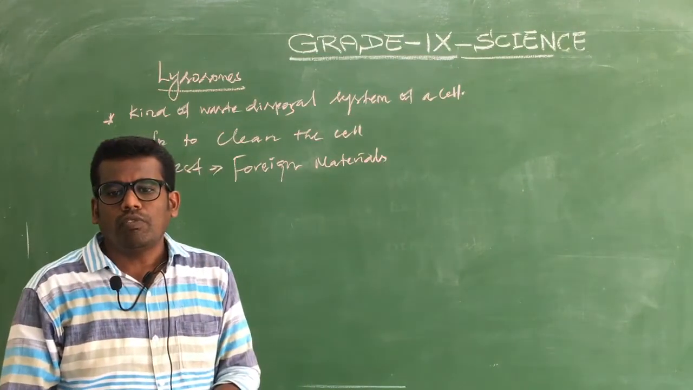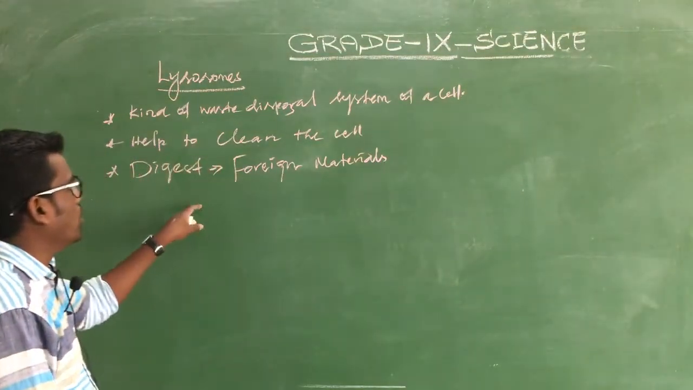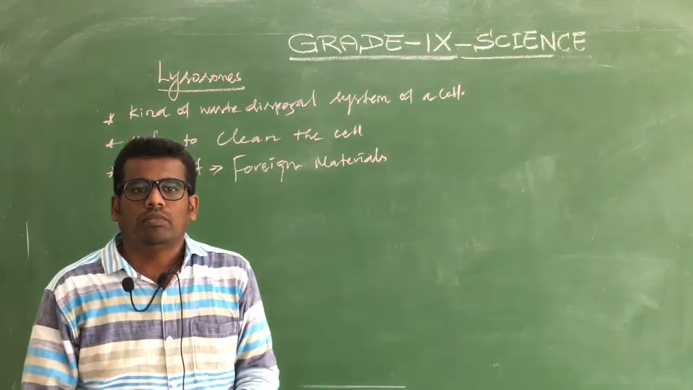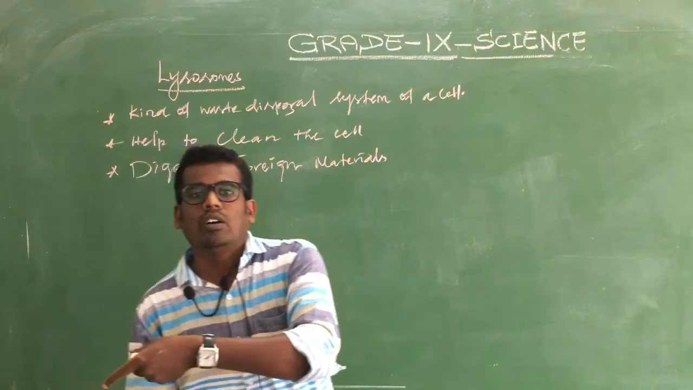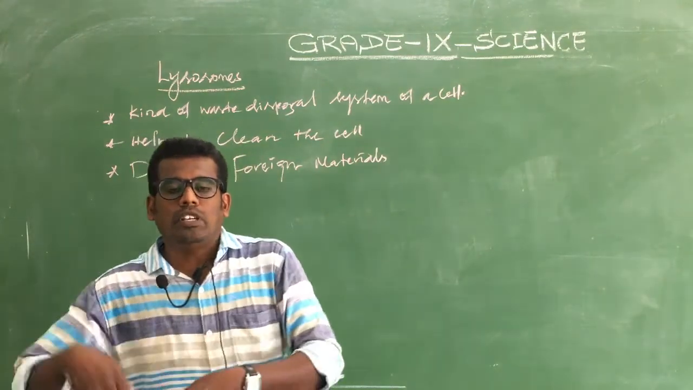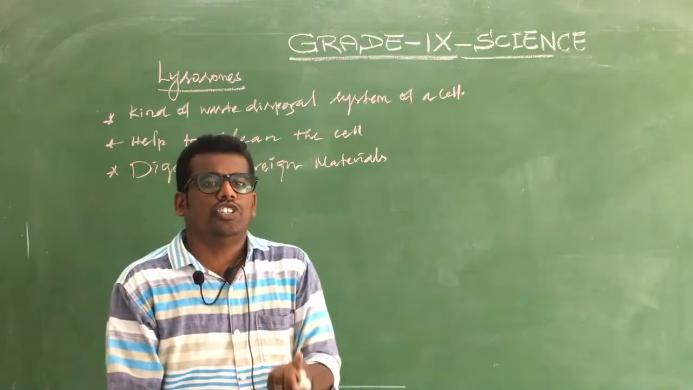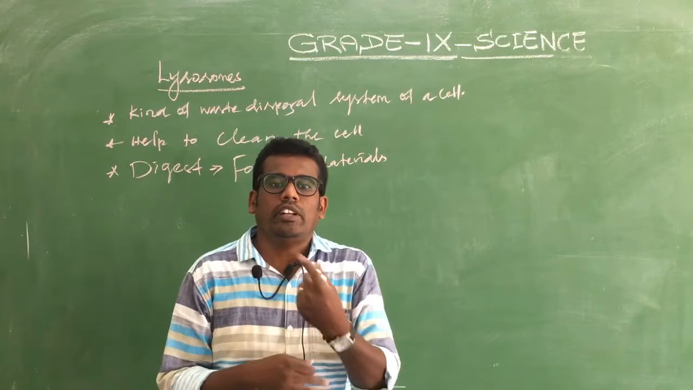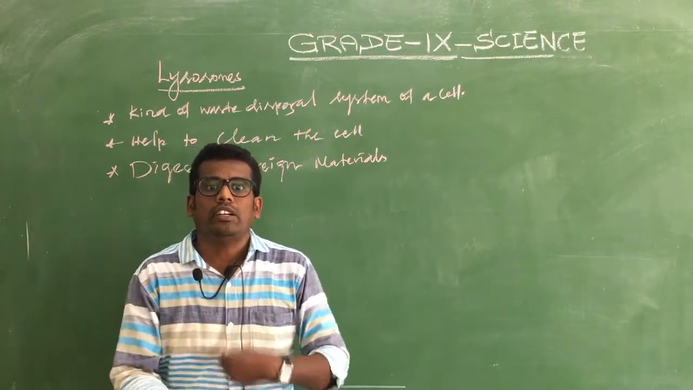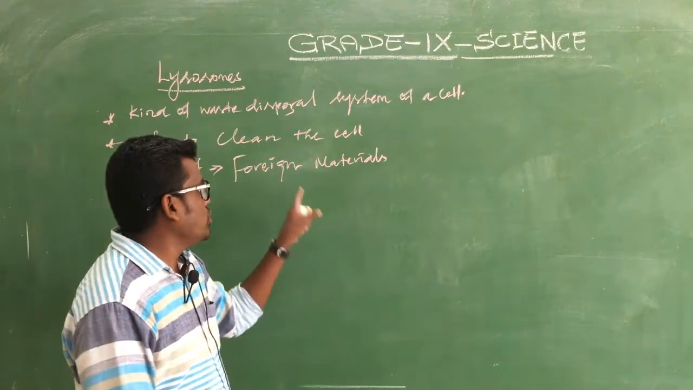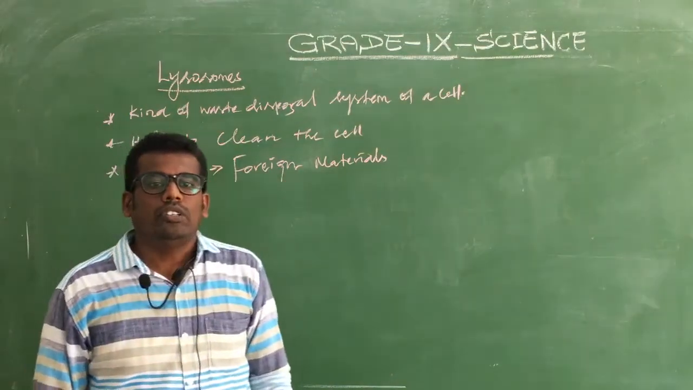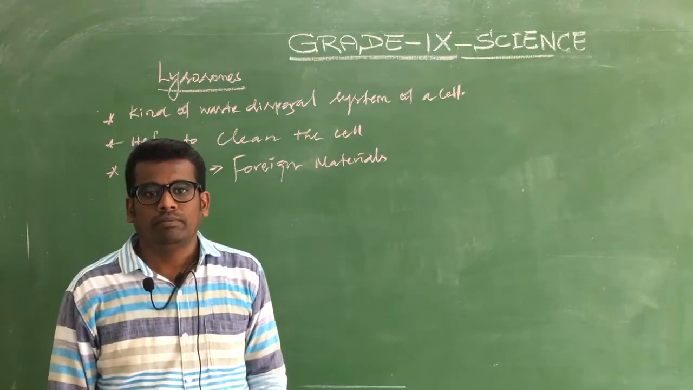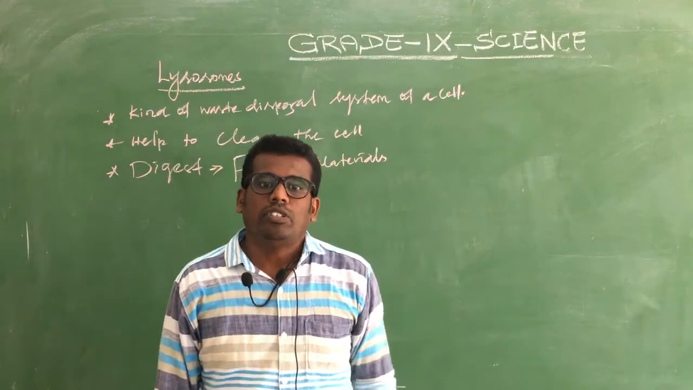What is a foreign material? Which is not related to the cell. Sometimes something or anything else, maybe a bacteria or food, comes into the cell. So suddenly it reacts and it will digest. All the things which are not related to the cell are called foreign materials, which are entering into the cell.